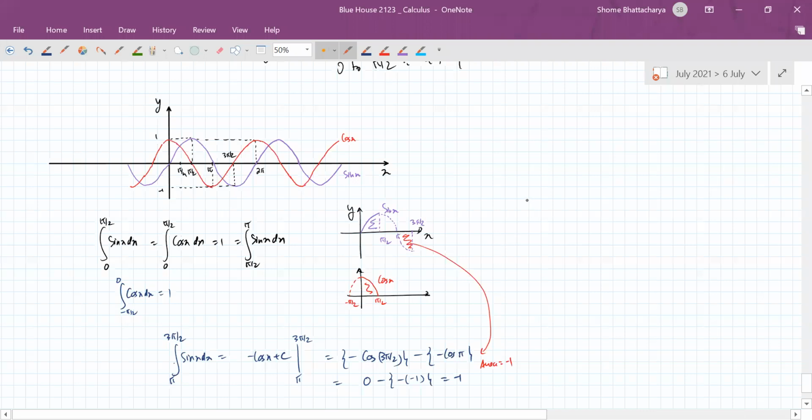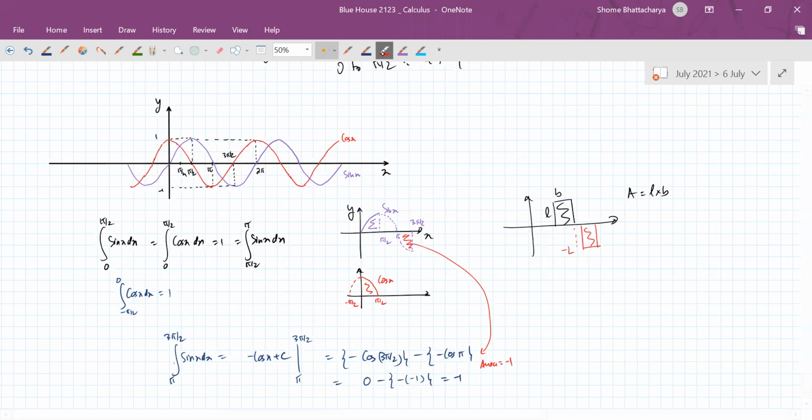So when we consider algebraic quantities, if we have a rectangular thing like this, we'll write that area as length into width. But if I have a rectangle which is like this, and it's an algebraic quantity, then this quantity will be taken as minus L, whereas this is B. So this one's area will become minus of L into B. So that's how we can understand that area can be interpreted as a negative quantity also, because here x and y are quantities we are considering with algebraic sign.